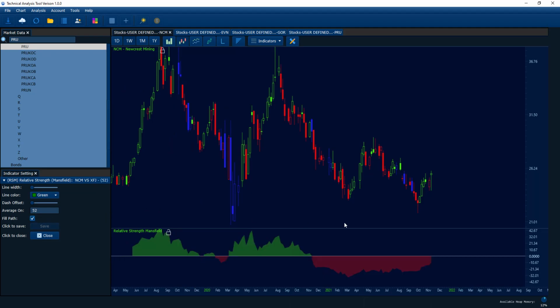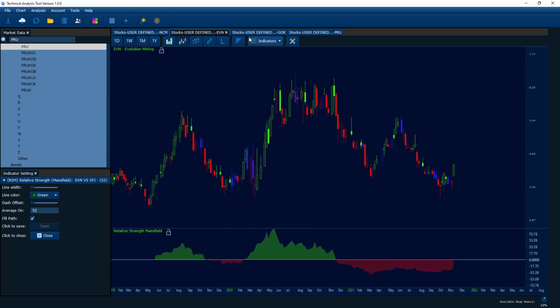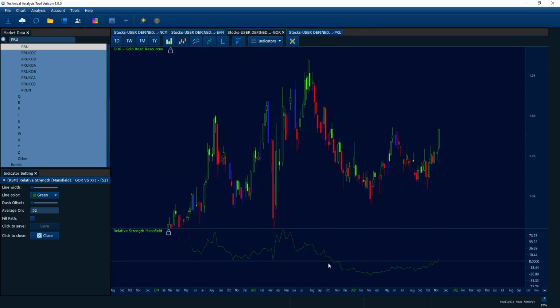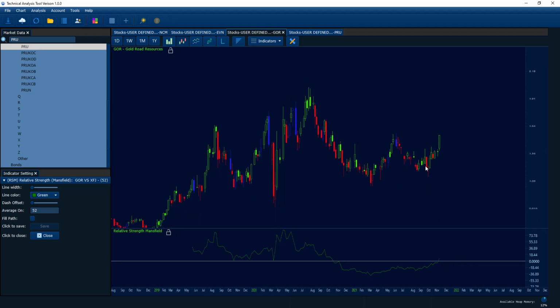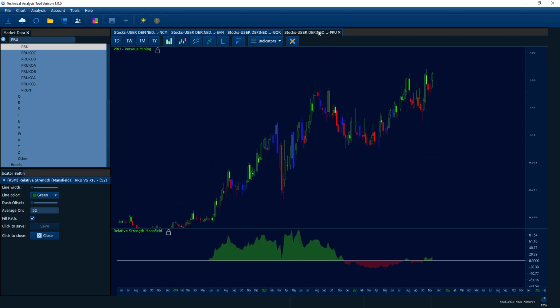From this comparison, I can see NCM. No, I don't want it because it still underperforms. The best sector, EVN, still underperforms. GOR is improving, and it also looks like it's forming a pattern down here. So that's the best candidate. No, it's not the best candidate, but it's a good candidate though. And the last one is this one, the purchase mining. That is really good because it's already moved a little bit away from zero.